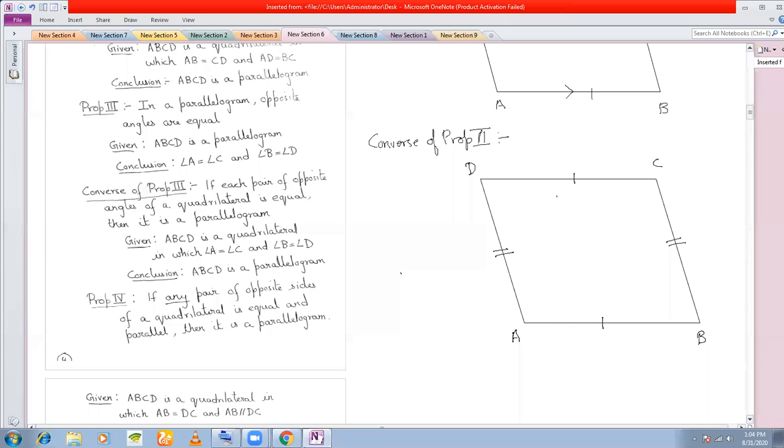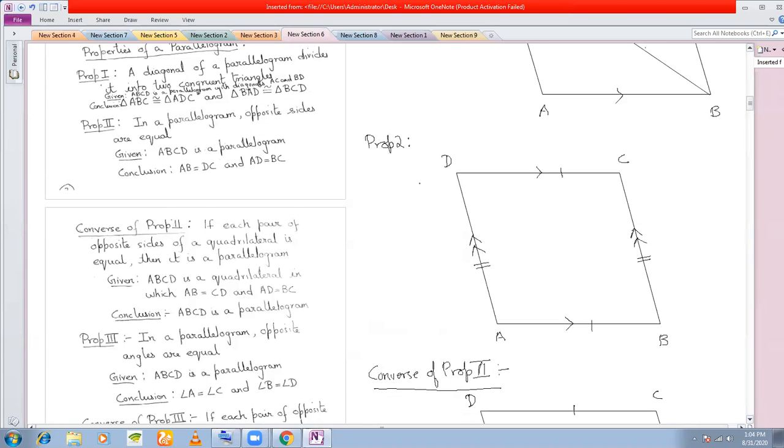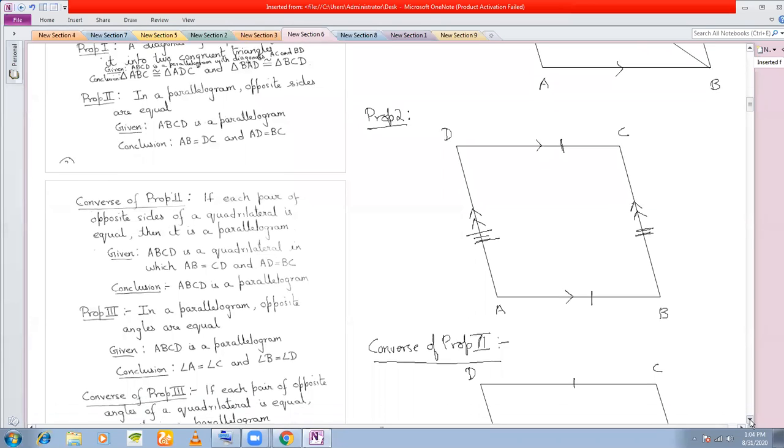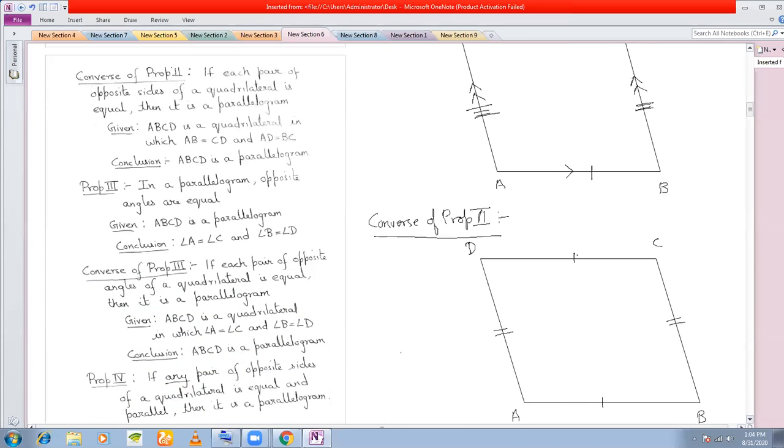Just like in the converse, what had I said in property 2? In property 2, I had given you a parallelogram and you concluded that the opposite sides are equal. But here in the converse, I give you just the opposite of what was there in property 2. That is, any quadrilateral in which the opposite sides are equal, and you conclude that it is a parallelogram. That is why it is called the converse. All these properties we are going to study as theorems later on.